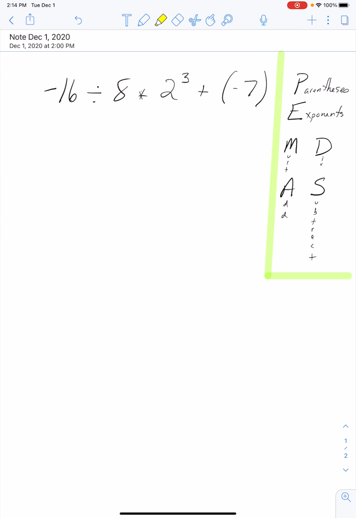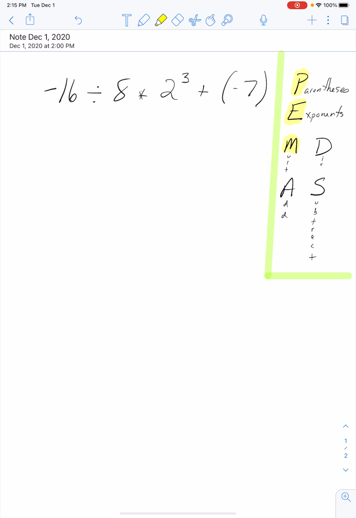So the P in PEMDAS stands for parentheses. So we want to do anything that's inside of parentheses first. The E stands for exponents. So anytime there's some exponents involved, we have to do those next.